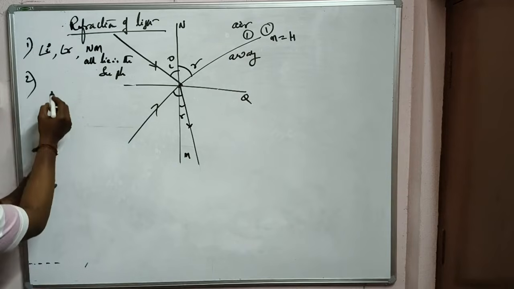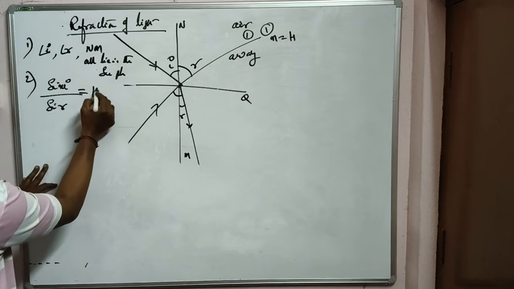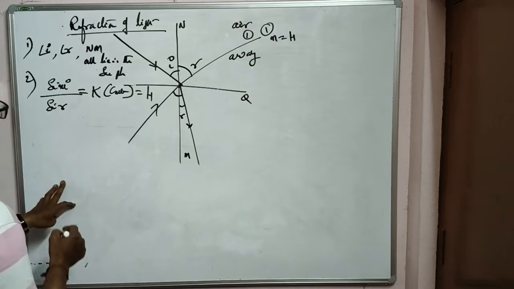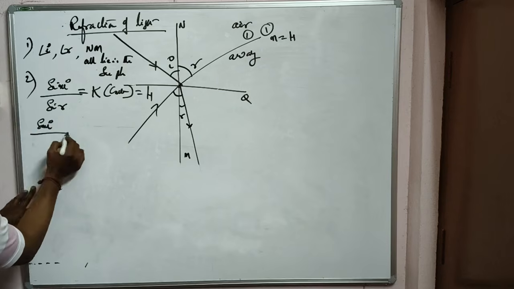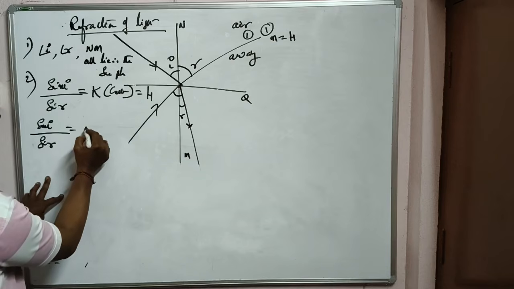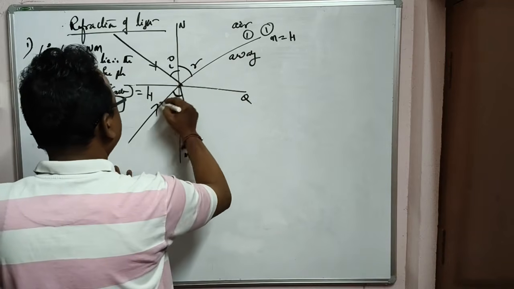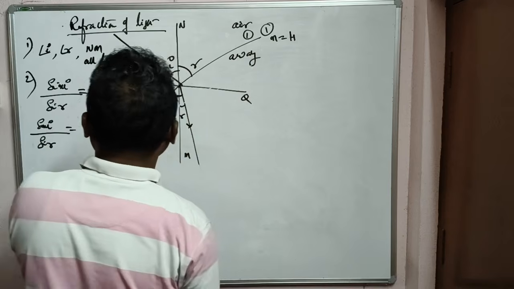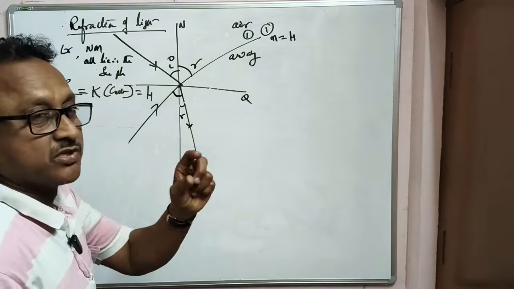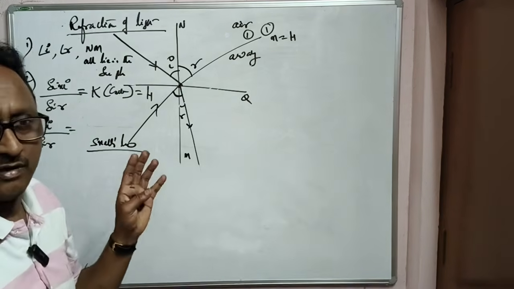And the second one: sine of angle of incidence by sine of angle of refraction is equal to a constant, which is equal to mu, the refractive index. Or sin I by sin R is equal to a constant, because suppose the light is traveling from the denser medium to the rarer medium. The second law is also called Snell's law. The scientist named Snell gave this law.